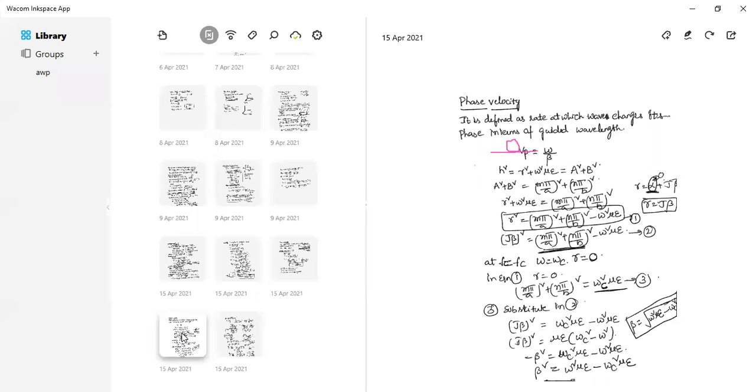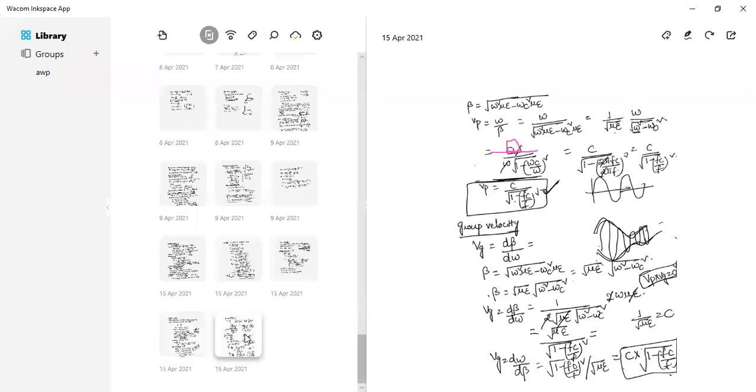What is phase velocity? It is defined as the rate at which the wave changes its phase in terms of guided wavelength. The expression of phase velocity we got is c by square root of 1 minus (fc by f) whole square. What is group velocity? The rate at which the group of waves is traveling is group velocity. The expression of group velocity is c into square root of 1 minus (fc by f) whole square. Here a whole square I missed, there is a whole square.